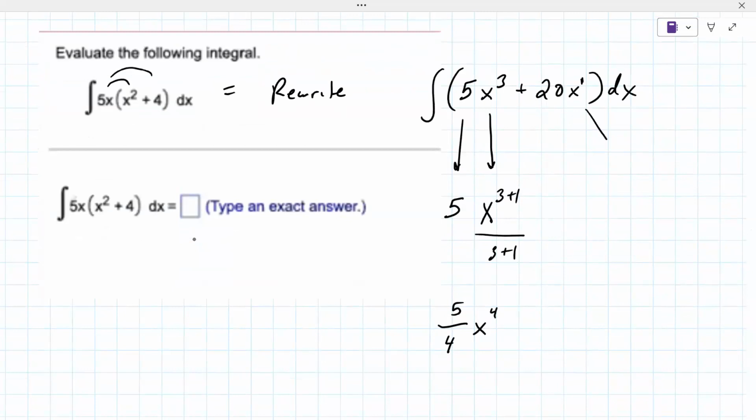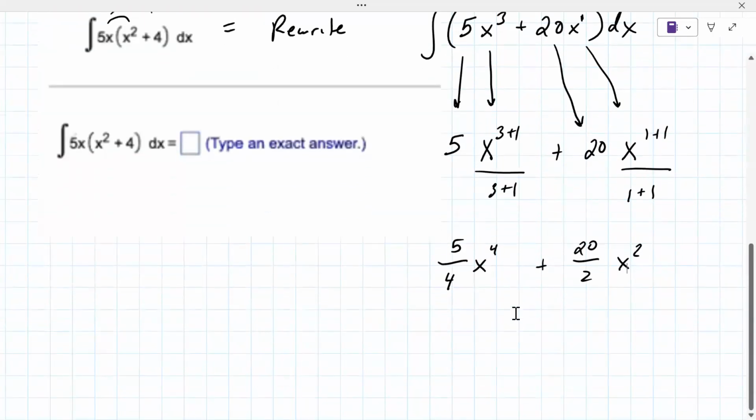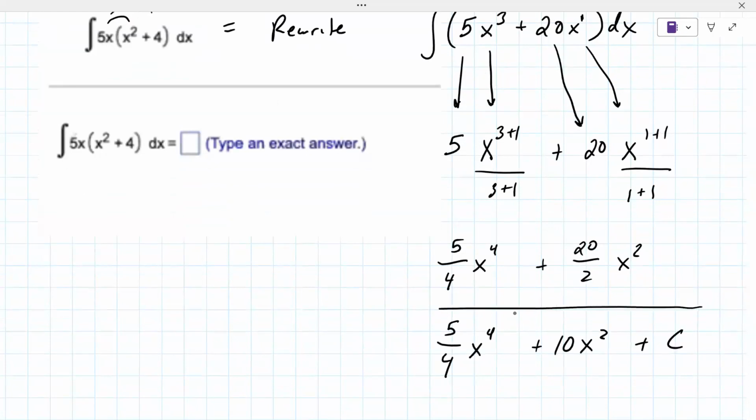This is really x to the 1, so it becomes x to the 1 plus 1. Divide by the new exponent and bring the 20 down. So that's 20 divided by 2 x squared. And then this 20 over 2 reduces to 10. So 5 over 4 x to the 4th plus 10x squared plus c. That's your final answer.